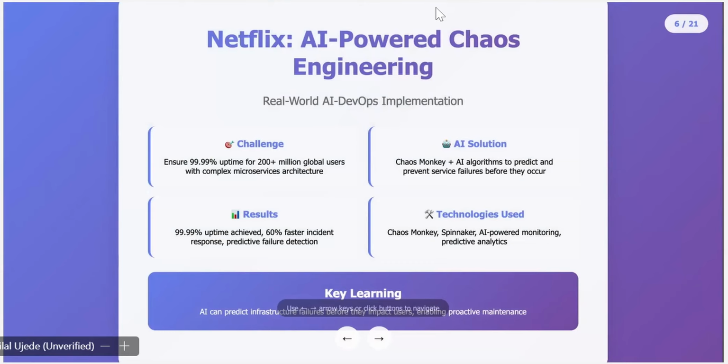Netflix today is using Chaos Monkey plus AI algorithms to predict and prevent service failures even before they can think it is going to occur next week, next day or next month. That is happening and it is there. That is the reason we don't face any downtime with Netflix. This is why Netflix is always running in every single region of the globe.